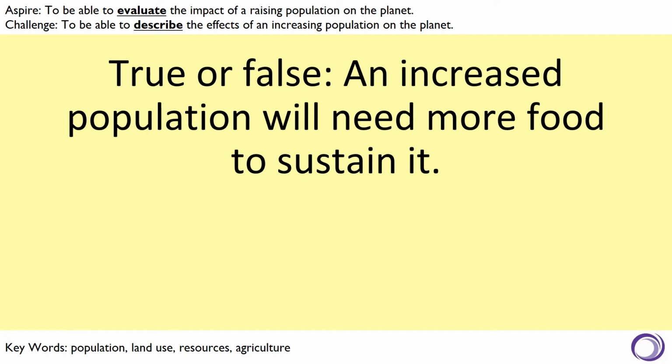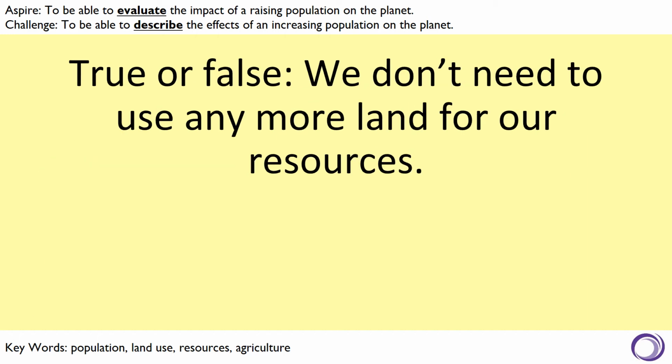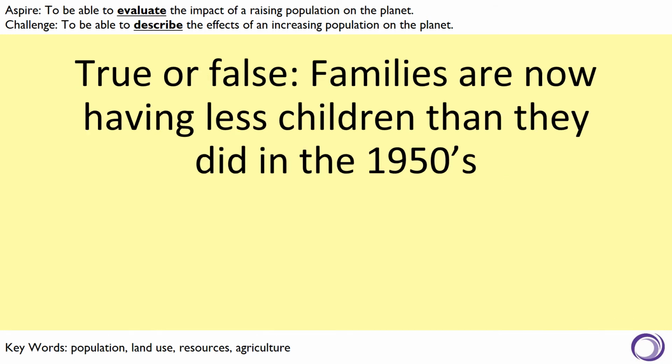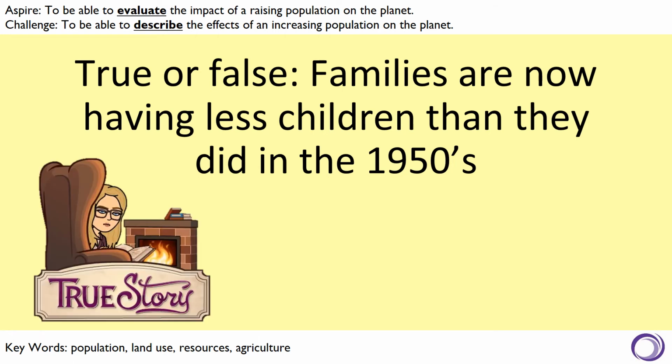True or false, an increased population will need more food to sustain it. And the answer is true. True or false, we don't need to use any more land for our resources. And the answer is false. True or false, families are now having less children than they did in the 1950s. And the answer is true. And some scientists think that that means the population will eventually level out.